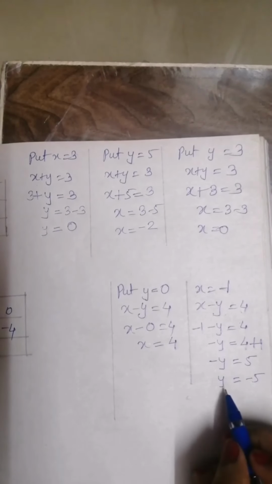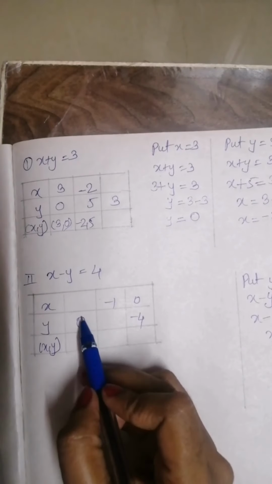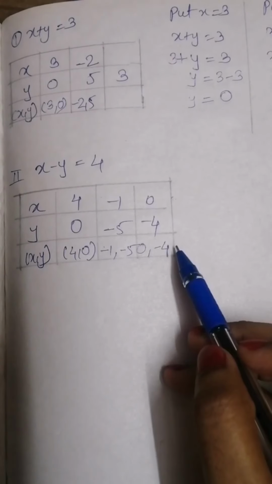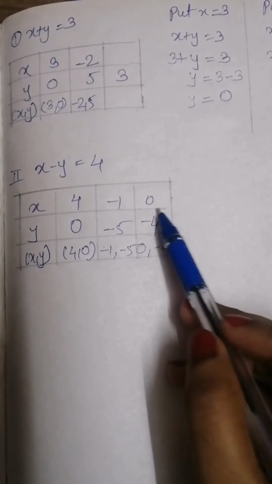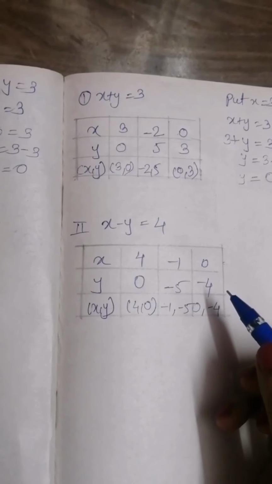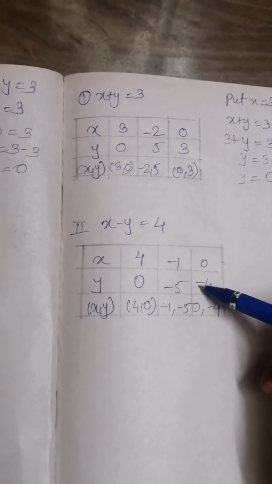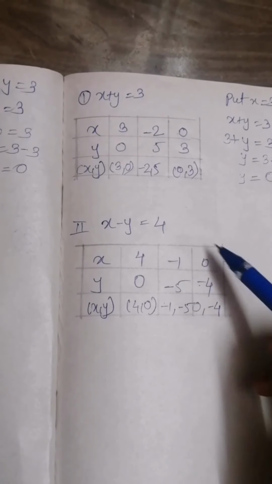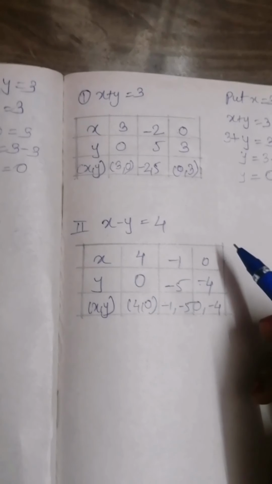So now write down the coordinates of x and y in this table. In the first we get x equals 4 here. So write down 4, 0. In the second, minus 1 and minus 5. Therefore minus 1, minus 5. And write down 0, minus 4. It's the third ordered pair. Now with the help of these two tables, we have to plot the points on the graph paper.